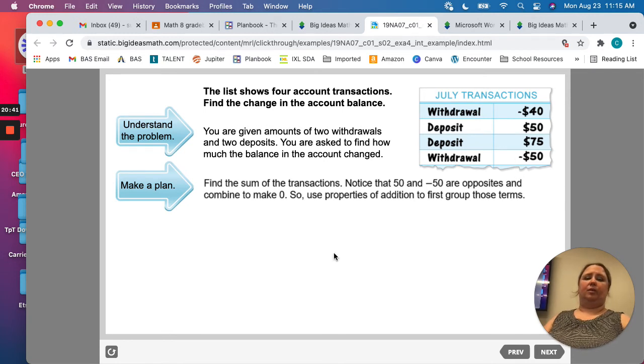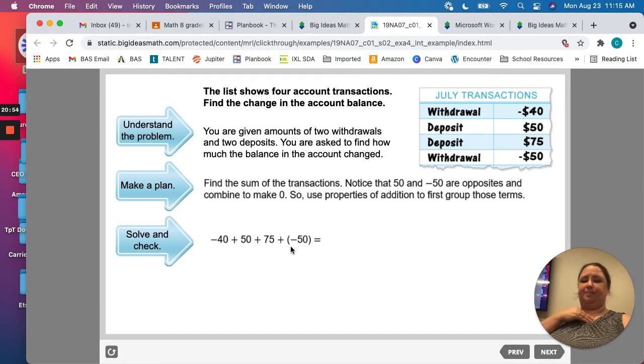Correct. So we start with negative 40, and then we're going to add 50. Then we're going to add 75 because they deposited this money. And at the very end, we're going to withdraw another negative 50. If you had to guess before you do the math here, is the answer going to be positive or negative? You think he put in more money than he took out?